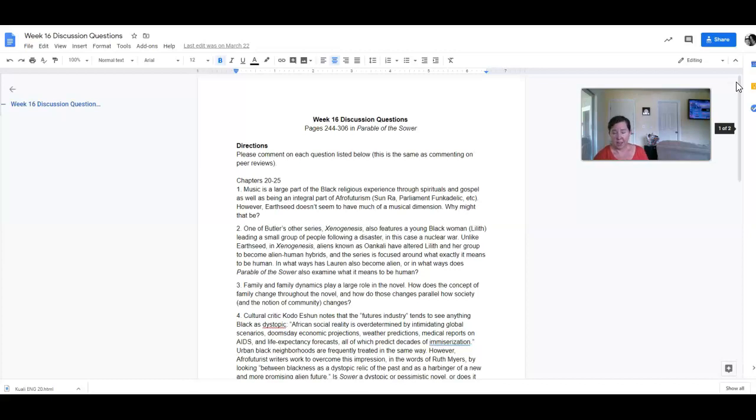So I wanted to just highlight that and have you think about today: do you think that is a realistic interpretation of what might happen in a future like Lauren's future, as far as the stigmatism and the treatment of people who are considered poor in our country?